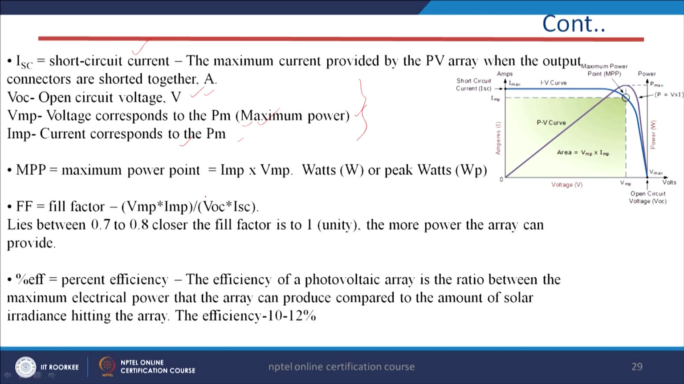What is this maximum power point? This is a multiplication of these two quantities, IMP and VMP, and this is basically the peak watt, sometimes we write WP, peak watt also. The unit is watts.